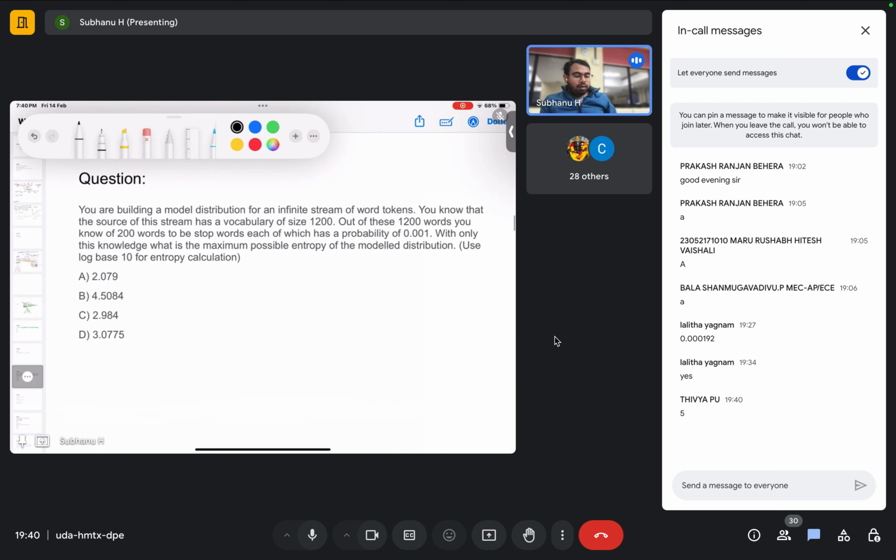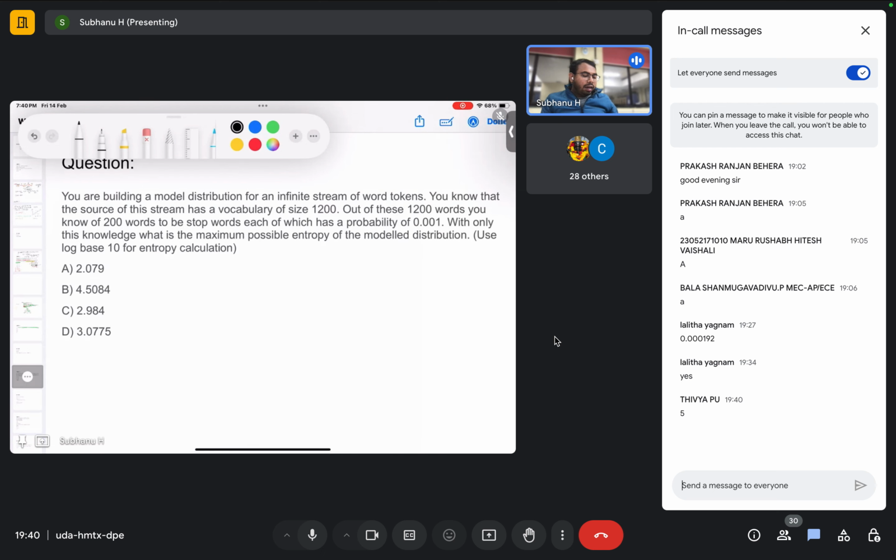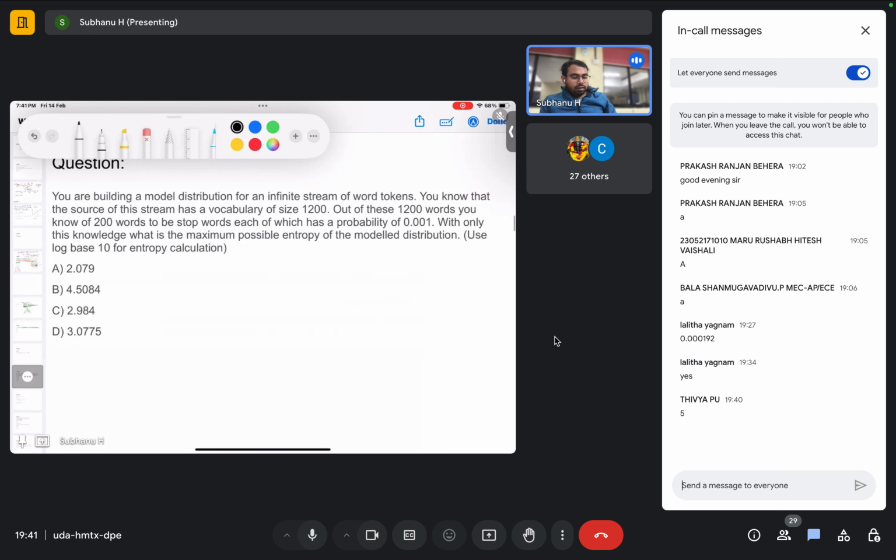Now this is the next question: you are building a model distribution for an infinite stream of word tokens. Now you know that the source of the stream has a vocabulary of size 1200. So this is important to you. Now, out of these 1200, you know 200 words to be stop words, each of which has a probability of 0.001. So stop words means full stops or commas or exclamatory sentences or question marks like that. There are 200 such words, each of which has a probability of 0.001.